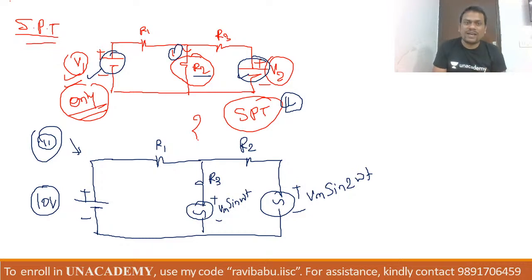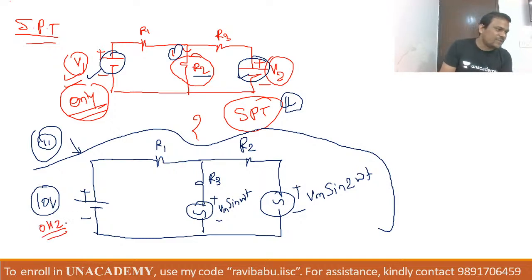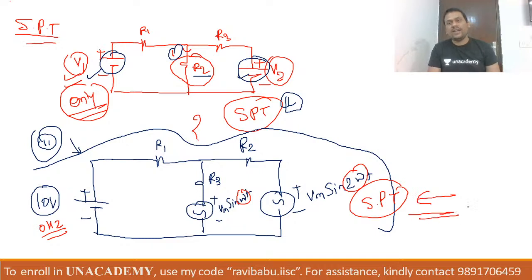My dear friend, this second circuit is operating at 3 frequencies. And what are those frequencies? First one is 0 hertz, because it is a pure DC signal. This one is omega. This one is 2 omega. It means, except the superposition theorem, no one can handle this circuit. And this is the beauty of the superposition theorem.